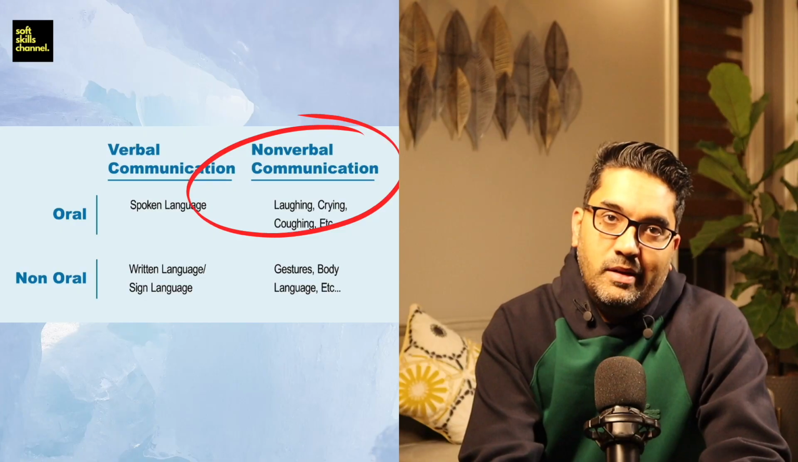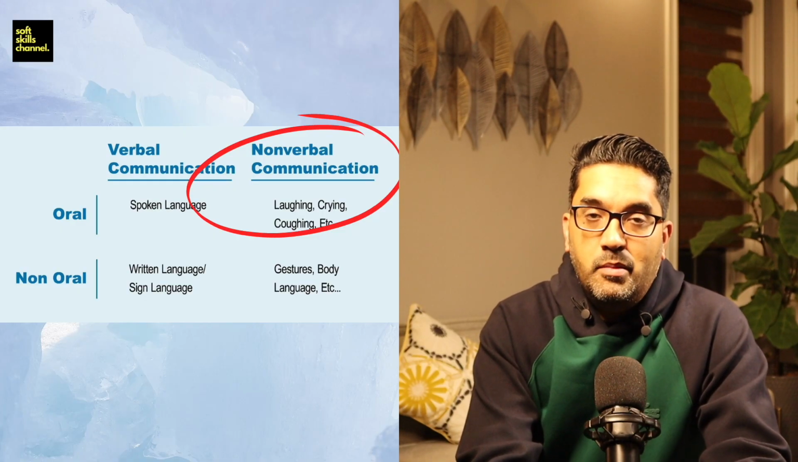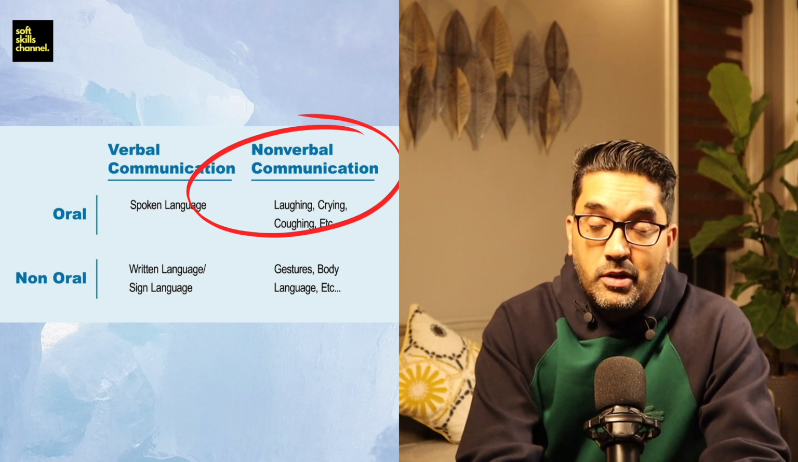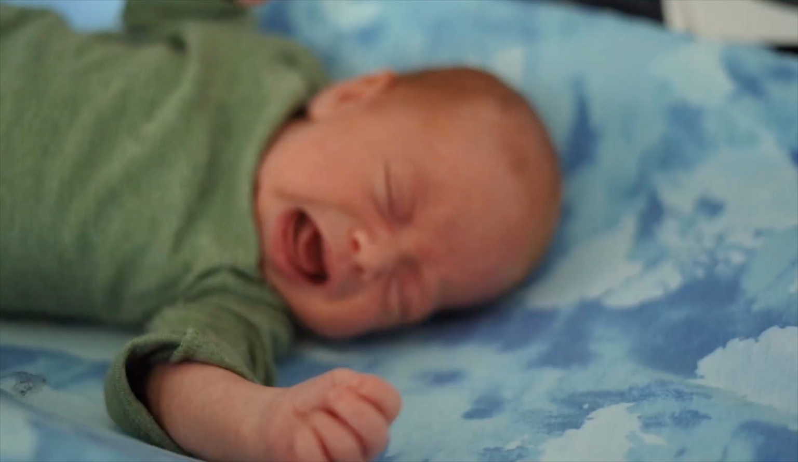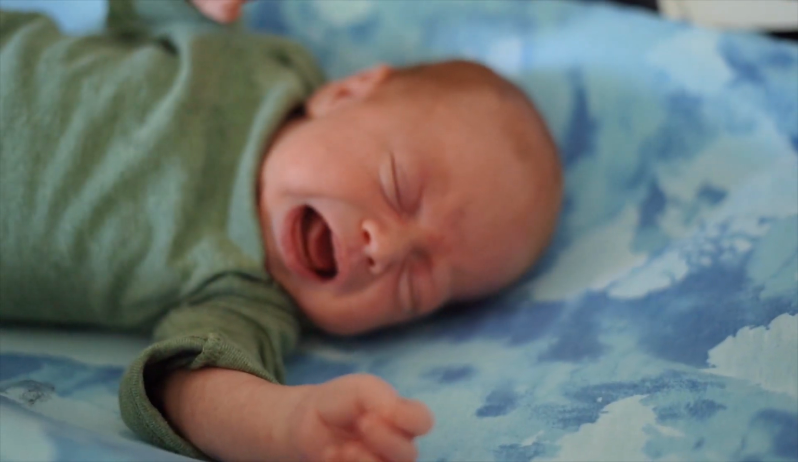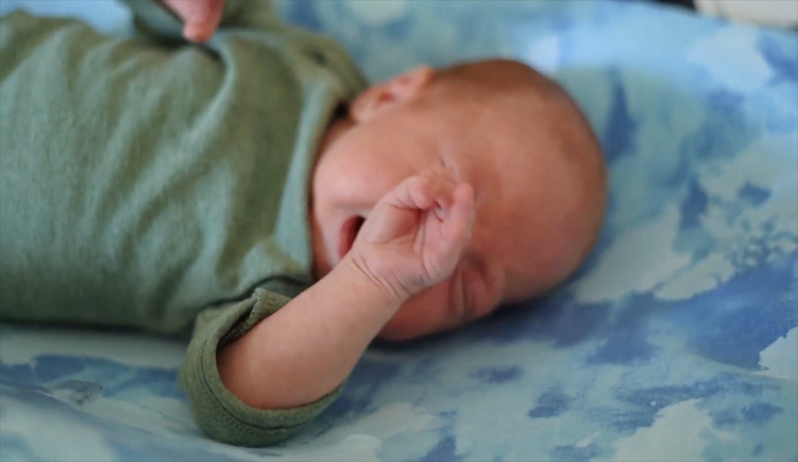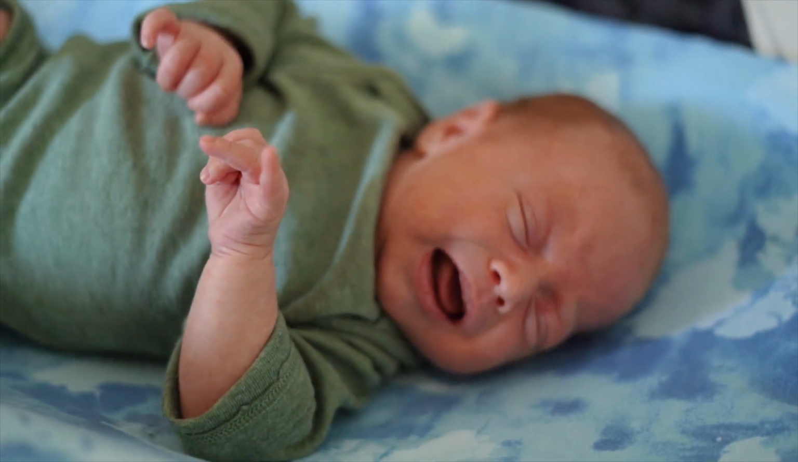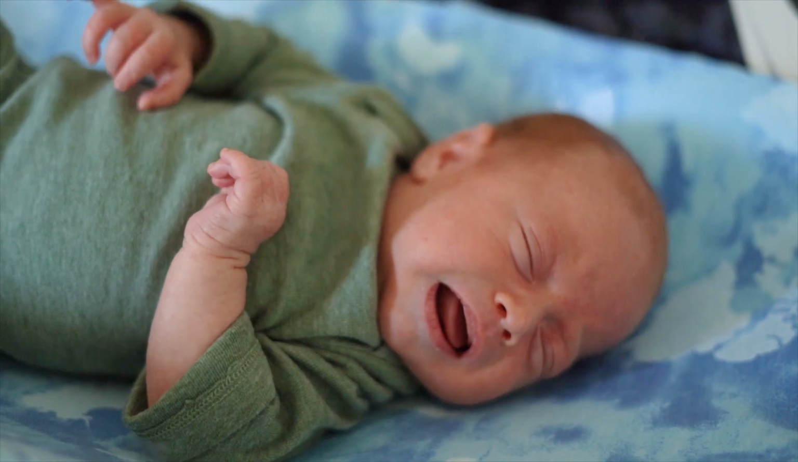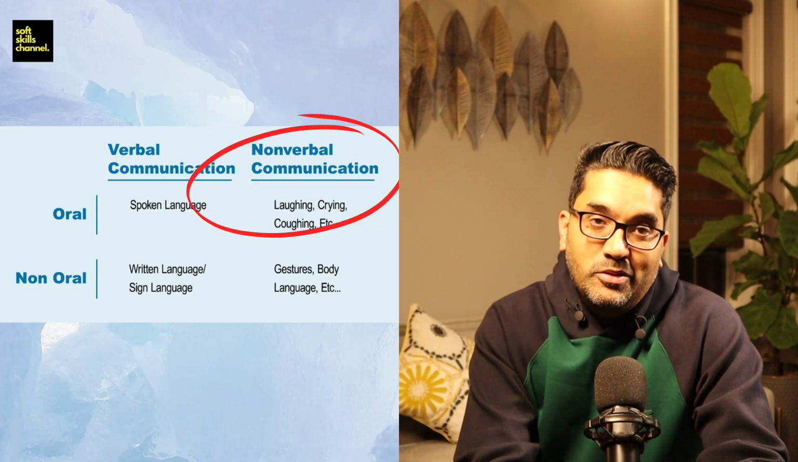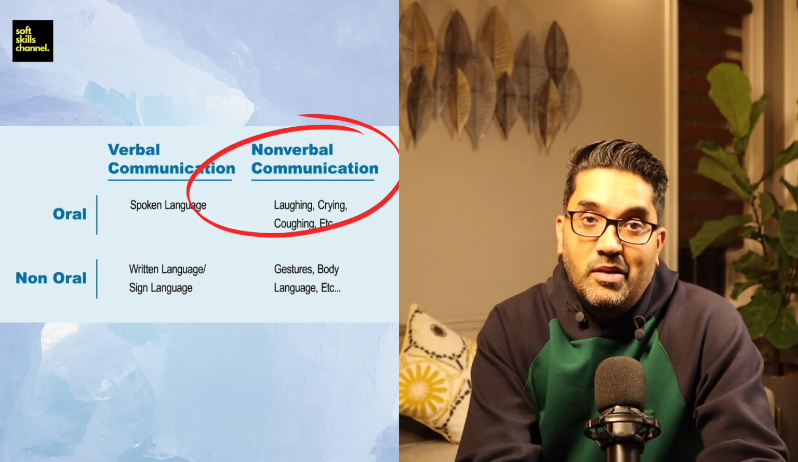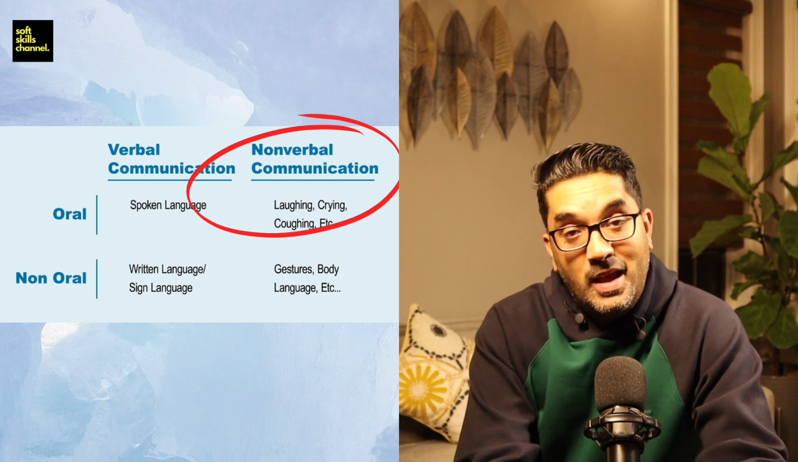Similarly, non-verbal communication can also be of 2 types. So non-verbal oral communication is basically how people express their emotions. So laughing, crying, that kind of stuff. If you think about a baby, the baby cannot use verbal communication because the baby doesn't know how to either write words or utter words, but it's going to use non-verbal oral communication when it cries to tell you that he or she is not happy. Similarly, they will laugh if they want to express that they are happy.